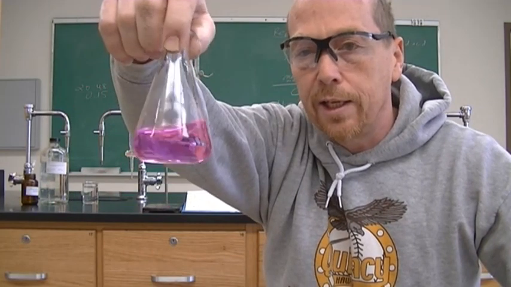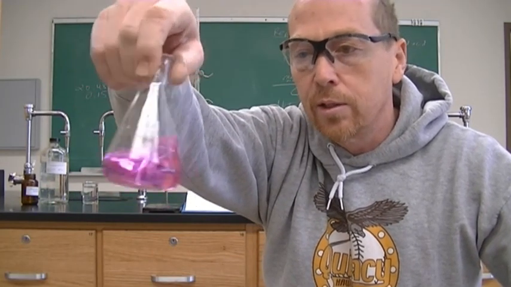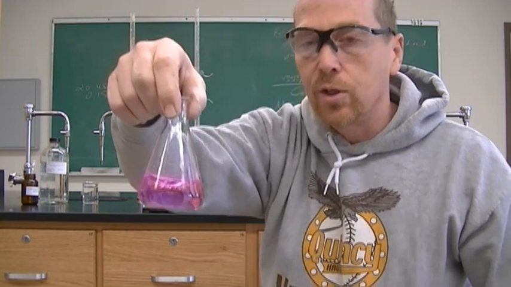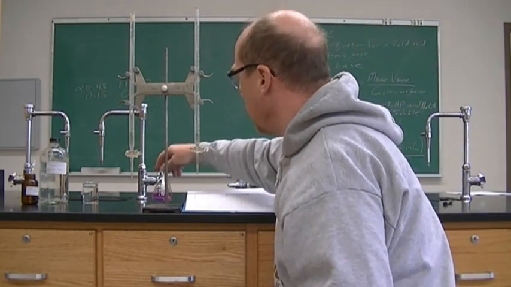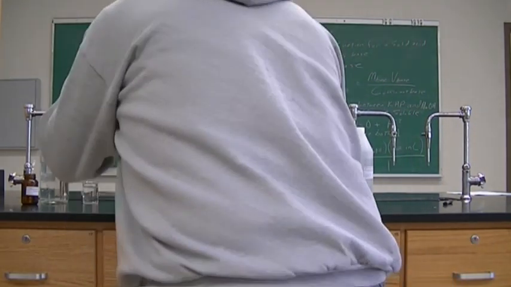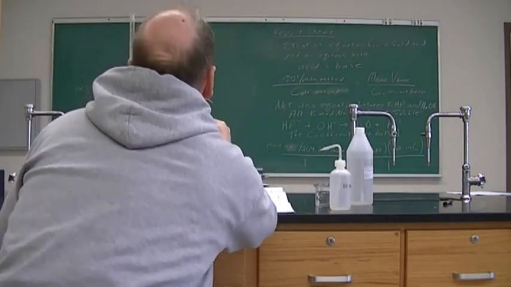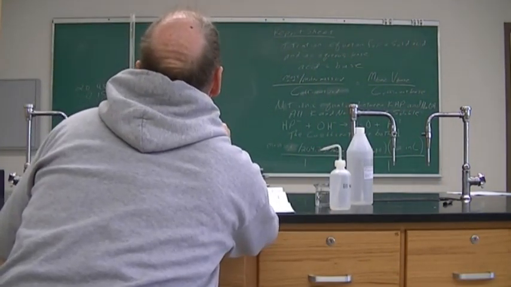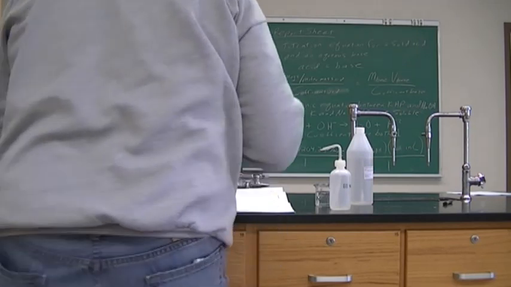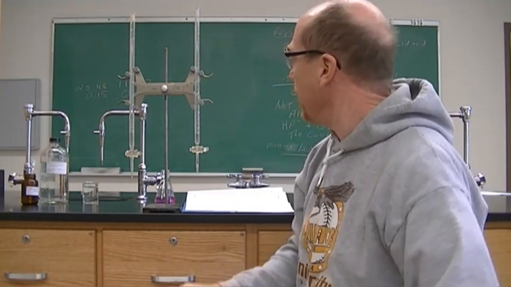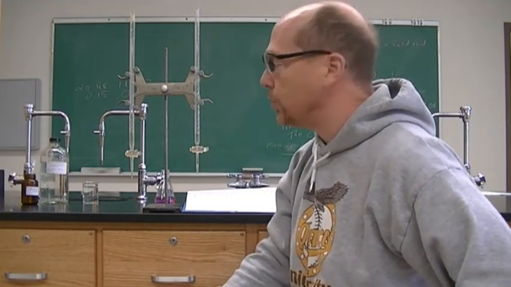Alright, still a light pink. After one drop changed it from colorless to pink, and it has stayed light pink for 30 seconds, this is our endpoint. So now we just need the volume of our NaOH, and so we read the volume of the NaOH, and it is 13.11. So 13.11 milliliters is our final volume for our NaOH.